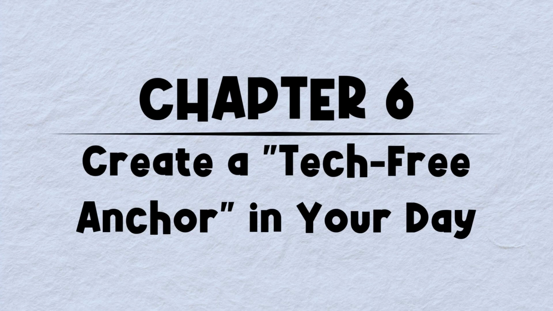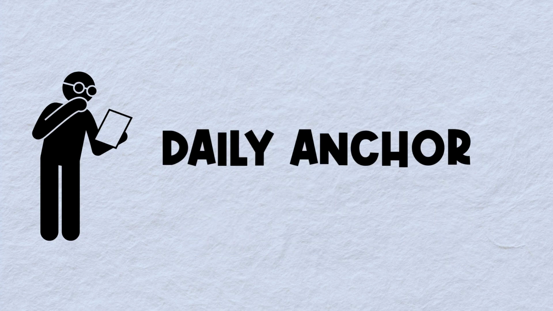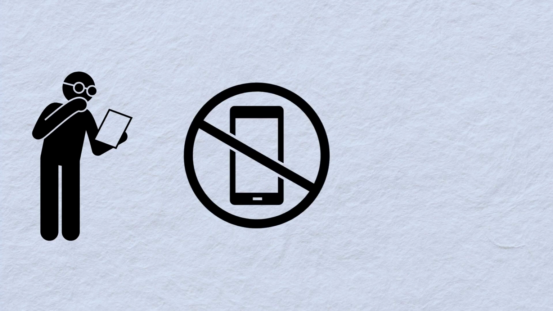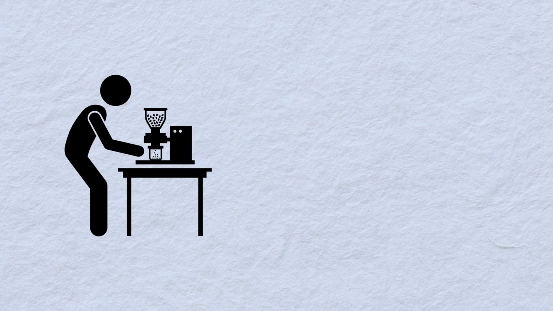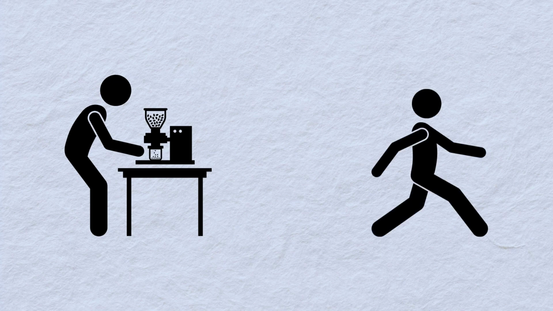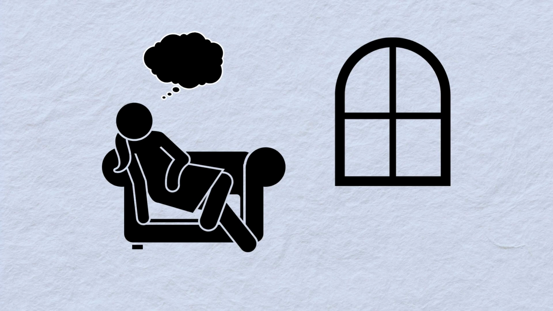Chapter 6. Create a tech-free anchor in your day. We underestimate how much we need boredom, stillness, and silence. Social media constantly interrupts that. So introduce a daily anchor, a block of time where screens are off and your brain can just be. It could be 30 minutes in the morning with coffee and a notebook, a walk without music, even just sitting by a window and letting your thoughts wander.